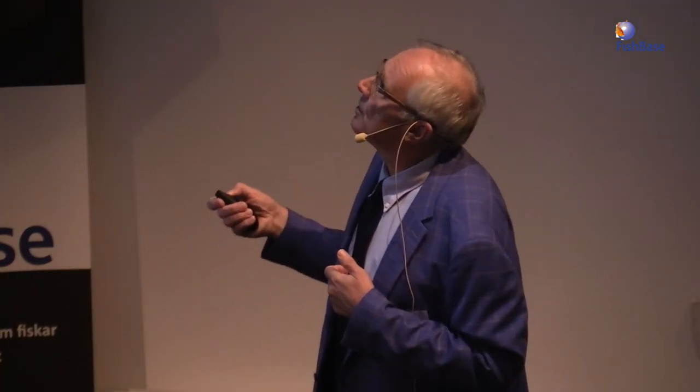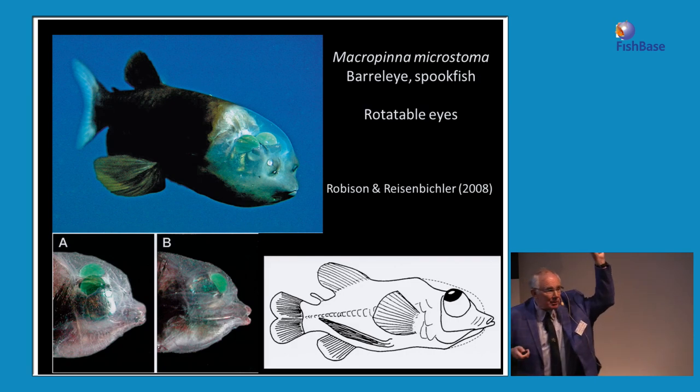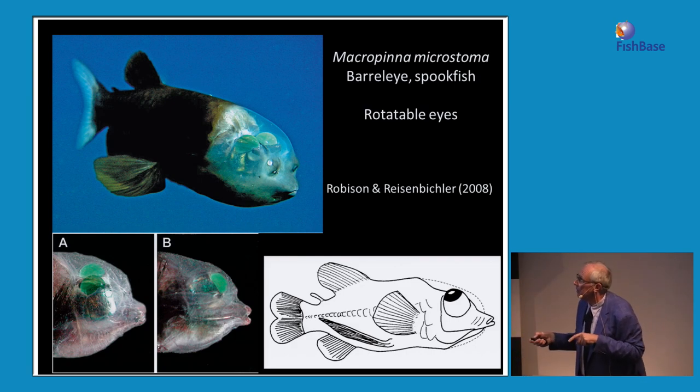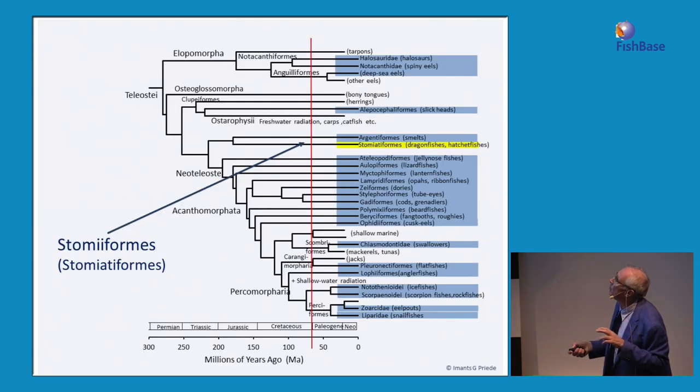And like this Macropinna, these are pictures from Robison and Reisenbichler, where they have upward looking eyes underneath a transparent head, but they can also rotate the eyes. So the idea is they swim along, looking upwards, trying to spot prey, and then when they get close to the prey, they can rotate the eyes and zero in and munch and then grind it up in the crumenal organ. So this is a highly adapted fish, specially built for a niche, and it's of a group that's been there a long time.